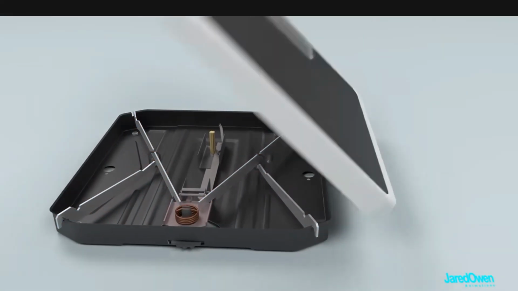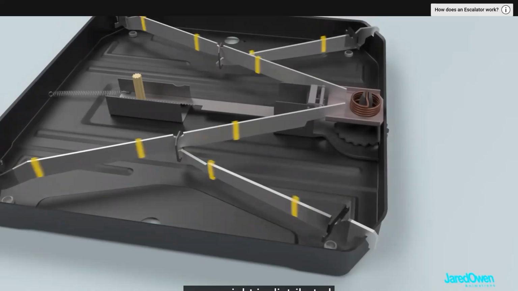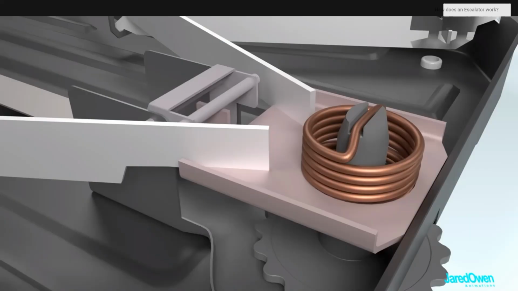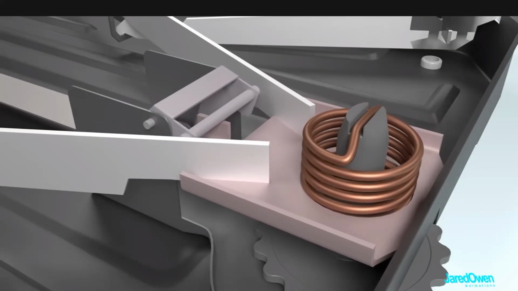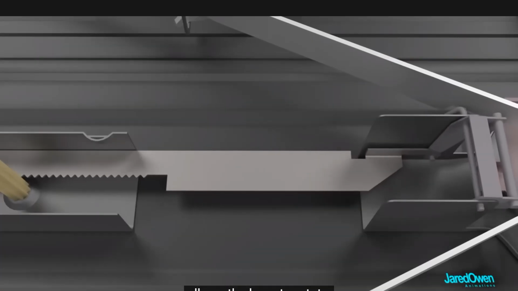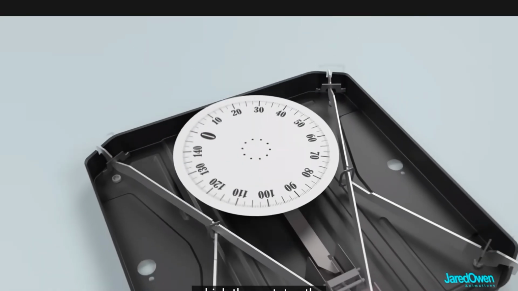When you stand on the scale, your weight is distributed down through the 4 bars, over to the metal plate, which moves down and stretches the spring, allows the lever to rotate, which moves the rack, which then rotates the gear that moves the dial.